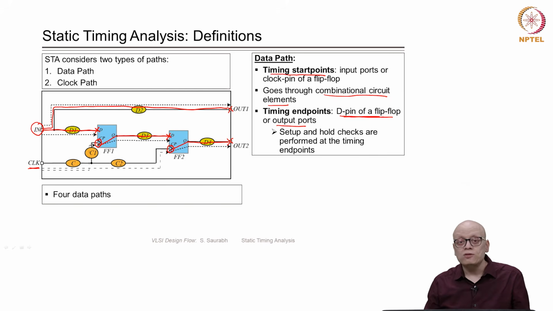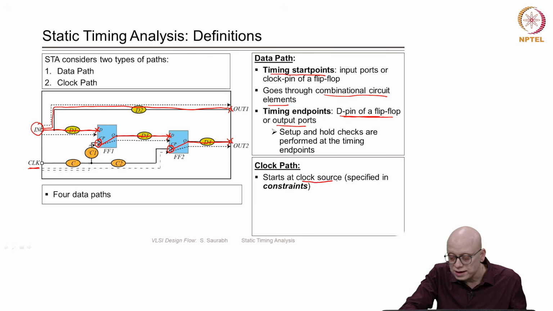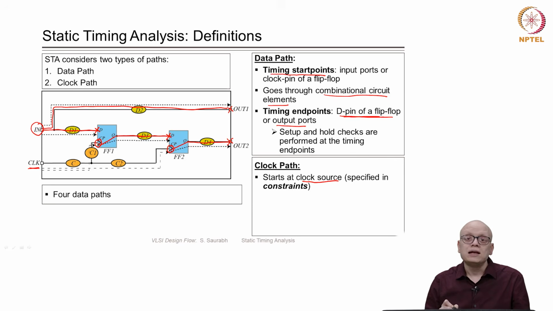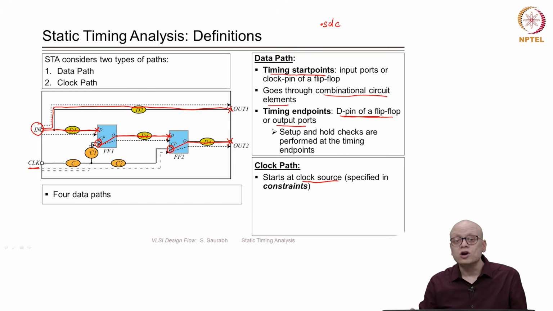So, we can identify 4 types of data paths in this circuit. Now, the other type of path from the perspective of STA is the clock path. Now, what is a clock path? The clock path starts at the clock source, and typically the clock source is identified by the constraints that we specify. Remember from our earlier discussions that we specify constraints in an SDC file, which is the Synopsys design constraints file, and in that file we define the clocks, that is, which pins or ports in our design refer to the start points of the clock.